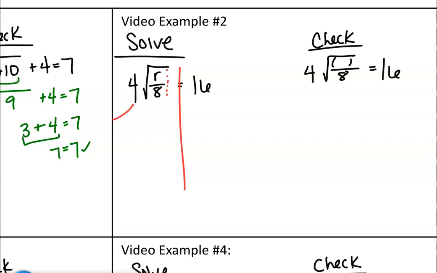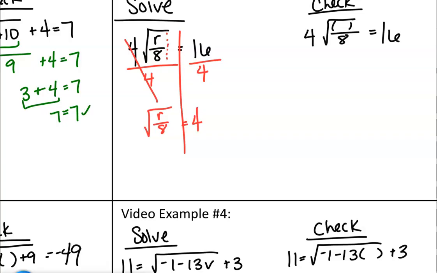So this is multiply. The opposite of multiply would be divide, right? So our goal is to isolate the variable first. So we've got to get rid of this 4. This 4 is being multiplied to the square root of r divided by 8. So the inverse of that would be divide. We're going to divide by 4 on both sides, leaving us with the square root of r divided by 8, and 16 divided by 4 is 4.